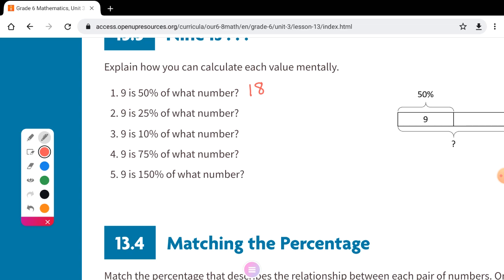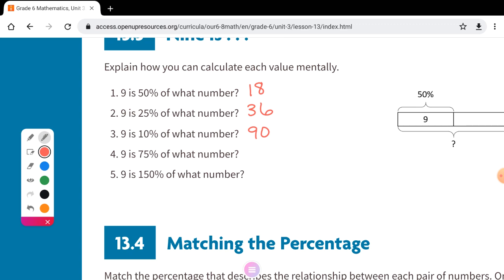9 is 25% of what number? Tatum? 36. Why? What thought process do you have? You have to think about what number, when I divide it by 4, do I get 9? Or 9 times 4 is 36. 10%. 90. Double check it. 90 divided by 10, do I get 9? Yes.